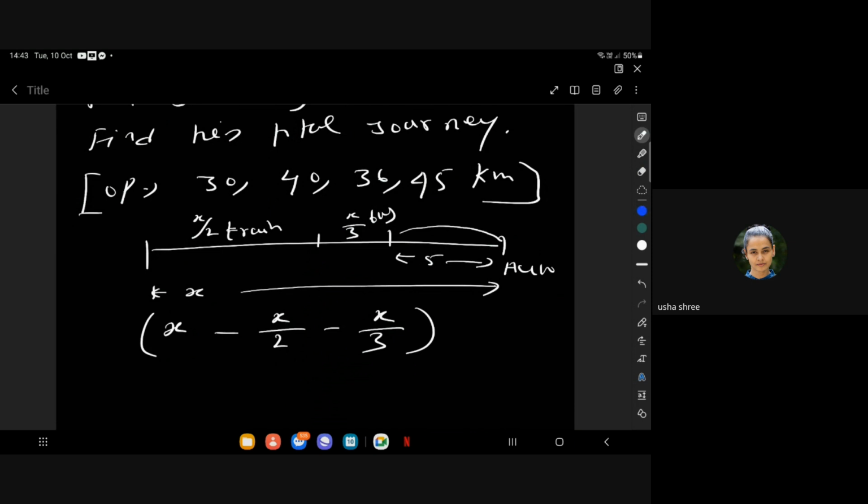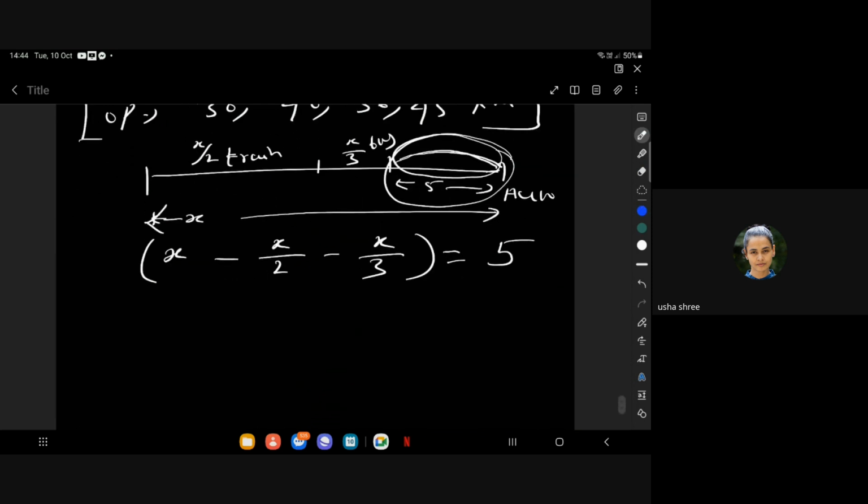Forget about 5 now. Total is x. Out of x, x by 2 by train, x by 3 by bus. Then what is the measurement of this distance? This is x minus x by 2 minus x by 3. This is the measurement of this much distance. According to the question, this is equal to 5. Now is it clear? Yes, bhaiya.